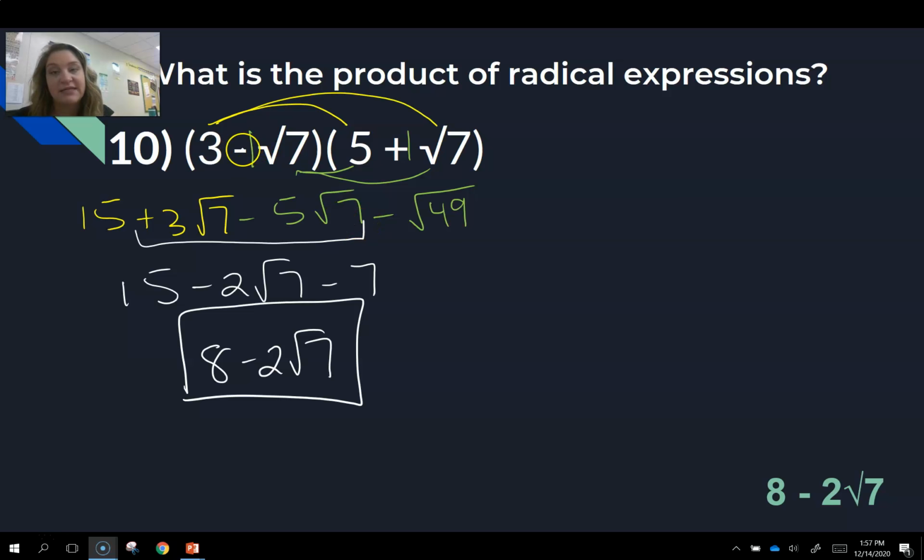And then my last piece, negative 1 times 1 gives me negative 1, technically. And then 7 times 7 gives me 49. The square root of 49 is 7. Multiply it with the negative 1. That's where the negative 7 came from.